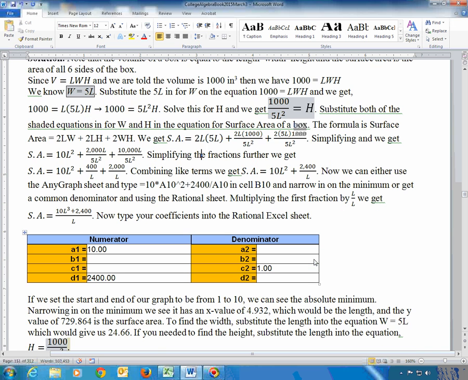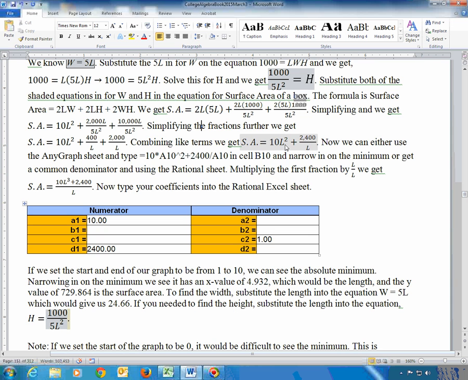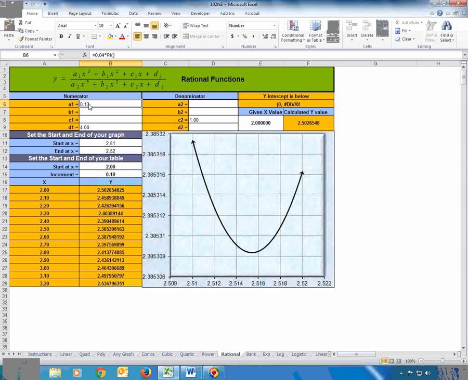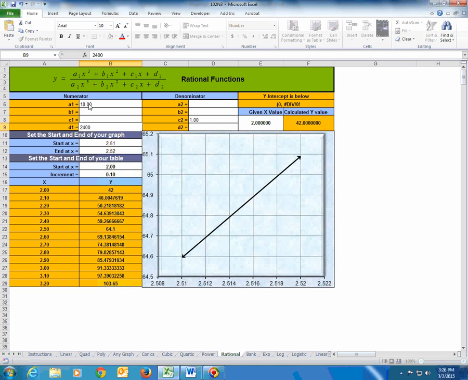Just like on the last problem where we had to multiply by R top and bottom on this side, we're going to have to multiply by L top and bottom. So multiplying by L top and bottom on there, that will give us a 10L cubed over an L. So we have a common denominator. So the top's going to be a 10L cubed plus 2,400 over L. And then you just go to your rational sheet, put in your coefficients of 10, 2,400 here, and a 1 right there, and you start searching for the minimum. So 10, 2,400, and a 1. There they are.